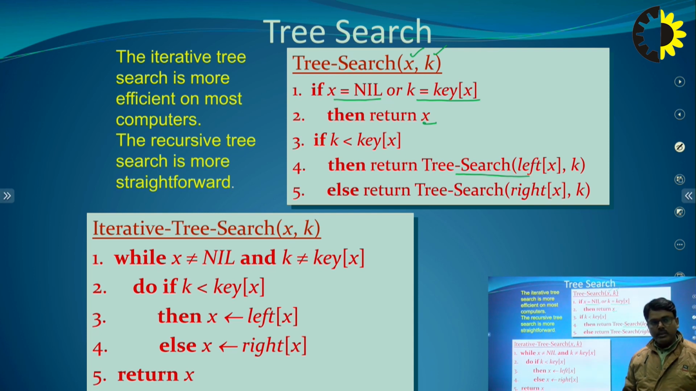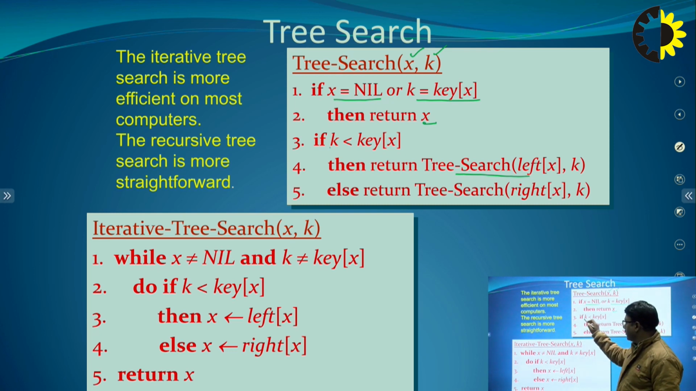But if this is not the case, if k is less than key of x, that is the root node, we are comparing, because in a binary search tree, we have seen the property that the left node will always be less and the right node will always be higher than the root node. So this property will help us to search while using the recursive call.